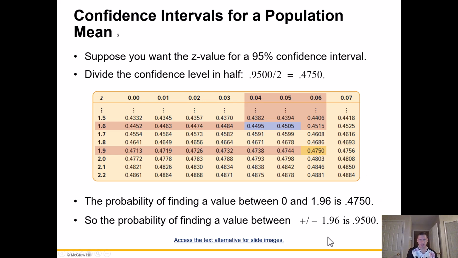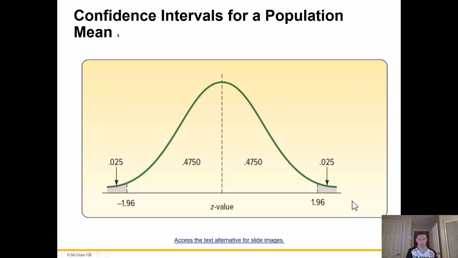So 0.95 or 95%. Here we can see the normal distribution, the bell curve as we call it. You can see the 0.475 on either side of the mean, and then in the tails down here we can see the 0.025 and the 0.025.